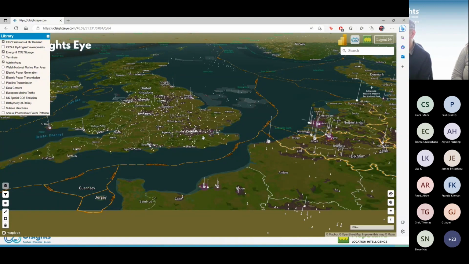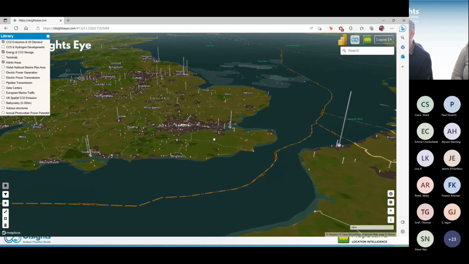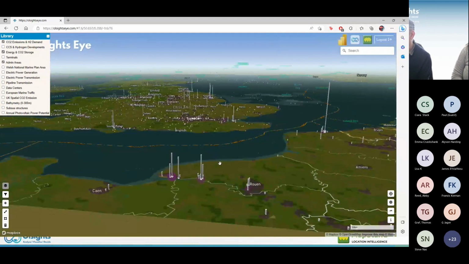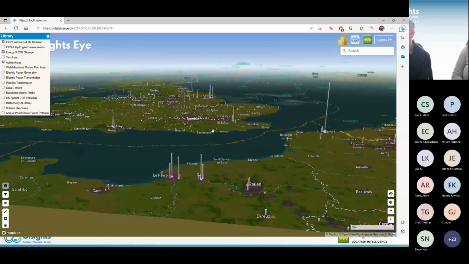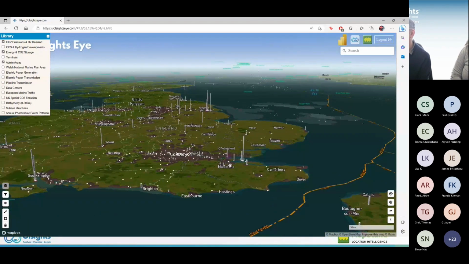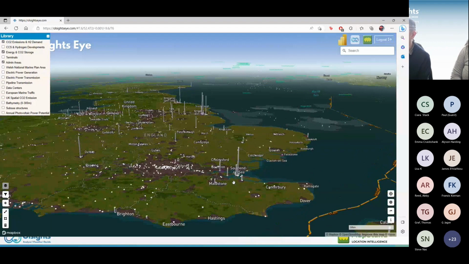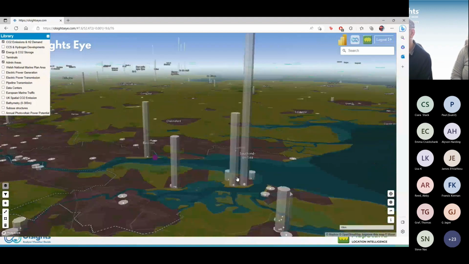If you're interested in a certain area and you want to look across the horizon, it gives you a much clearer view of what that clustering looks like: what's big, what's small, what's far away. The height there is proportional to the emission size.